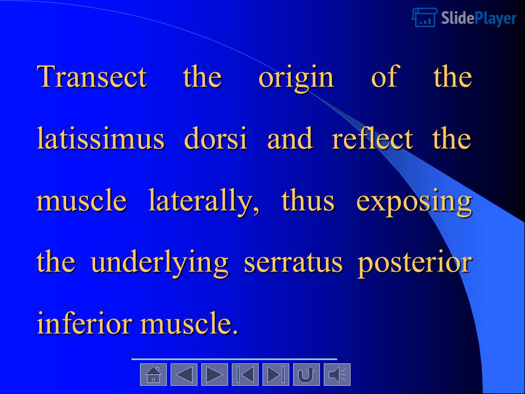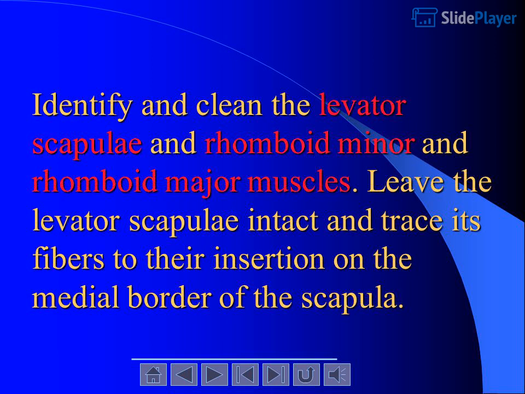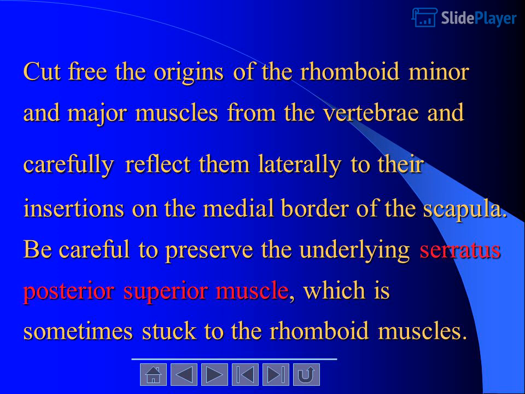serratus posterior inferior muscle. Identify and clean the levator scapulae and rhomboid minor and rhomboid major muscles. Leave the levator scapulae intact and trace its fibers to their insertion on the medial border of the scapula. Cut free the origins of the rhomboid minor and major muscles from the vertebrae and carefully reflect them laterally to their insertions on the medial border of the scapula. Be careful to preserve the underlying serratus posterior superior muscle, which is sometimes stuck to the rhomboid muscles.